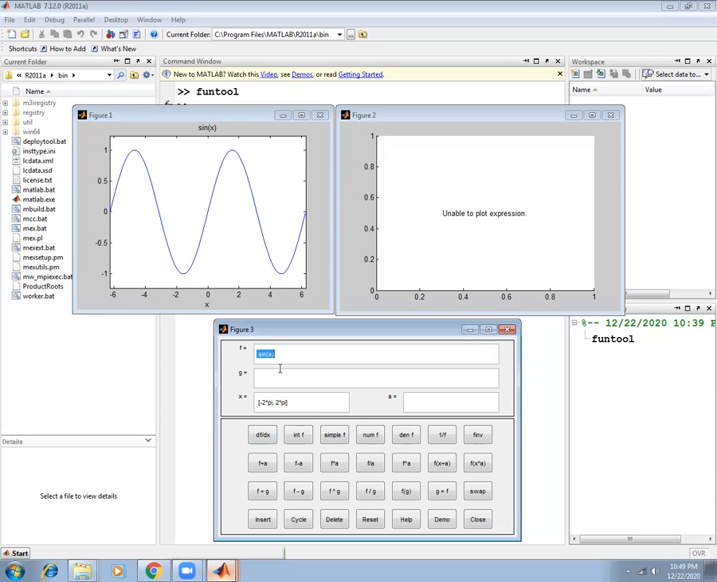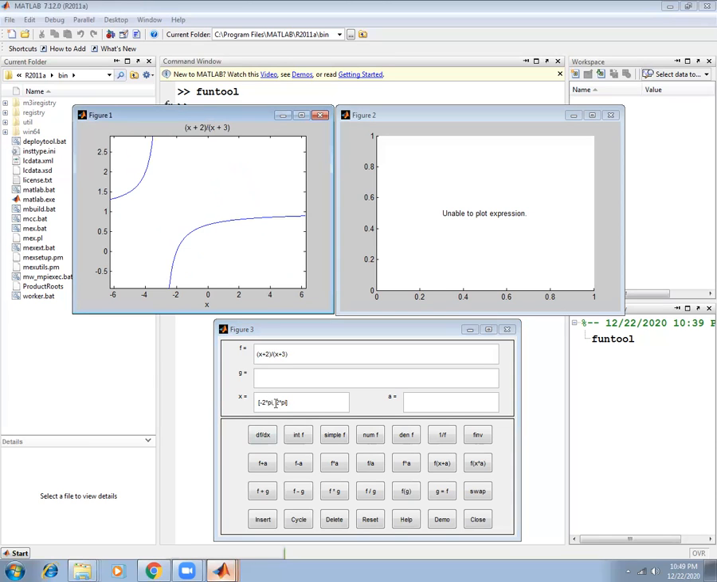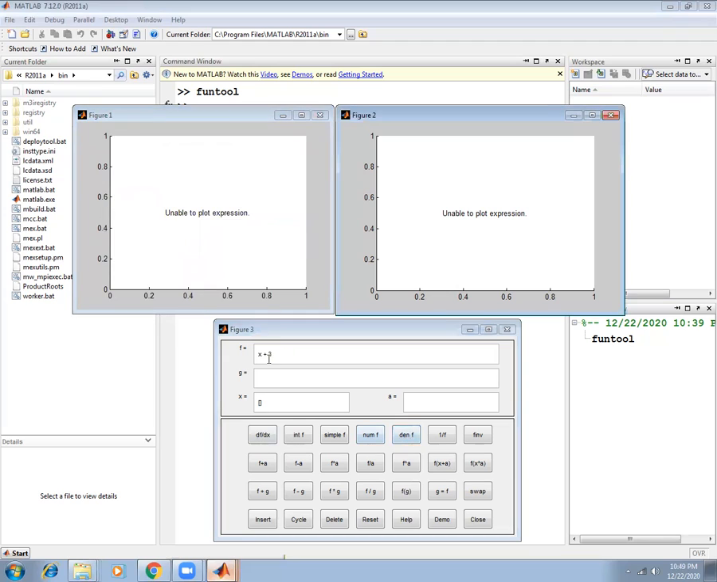Here we define again a new function in a quotient form, x plus 2 divided by x plus 3. If you want to find the denominator of this function, you can use the control button den f. It will return the denominator of the function.